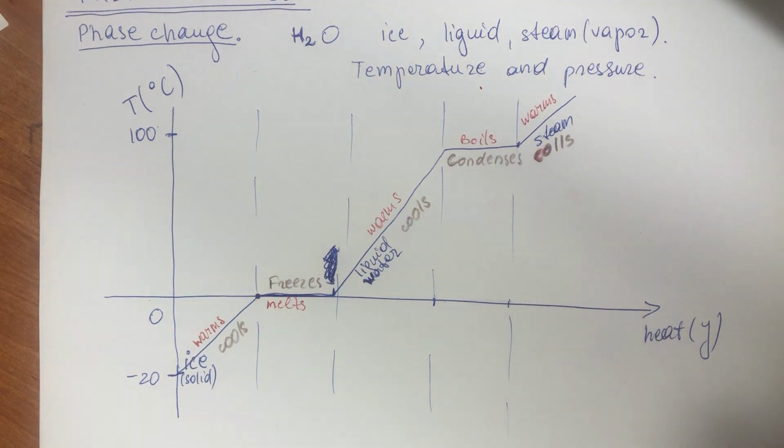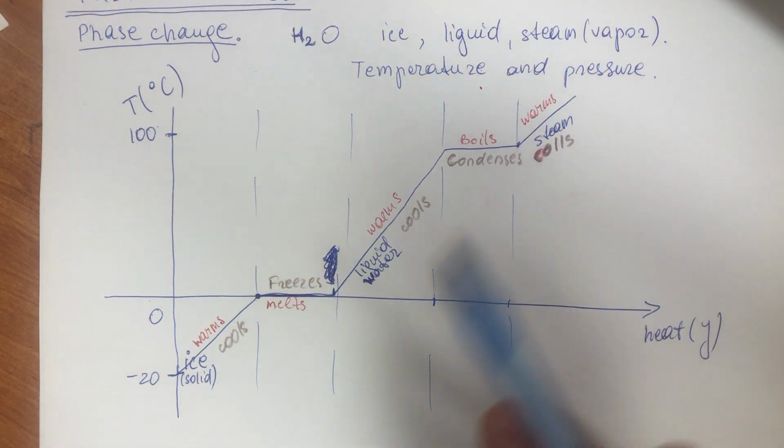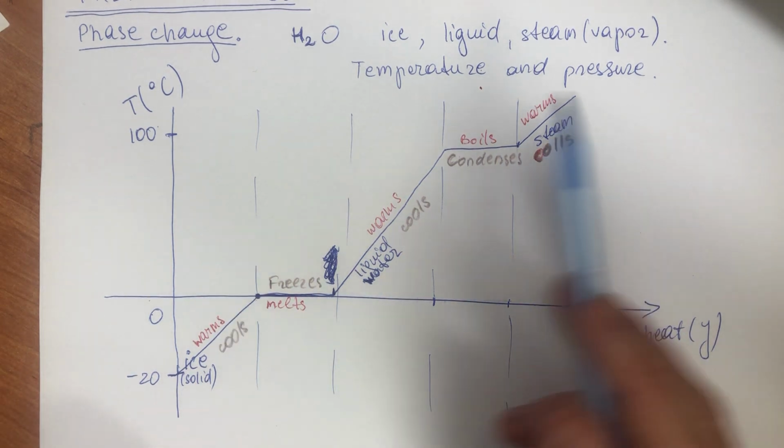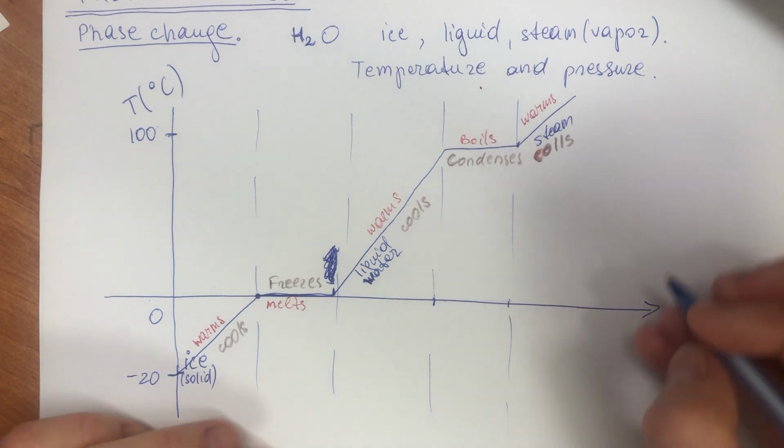So this is the phase change diagram. You have this in concept, so keep it in mind. Here we are considering temperature at atmospheric pressure.